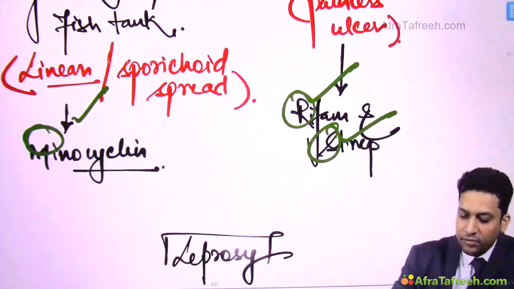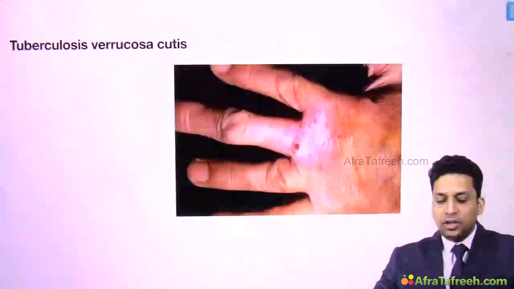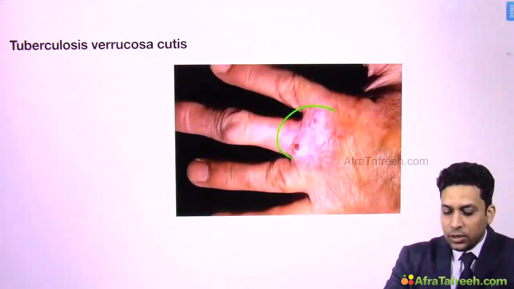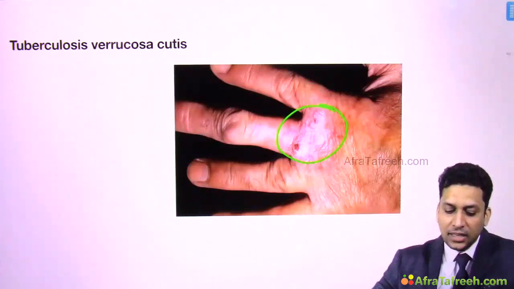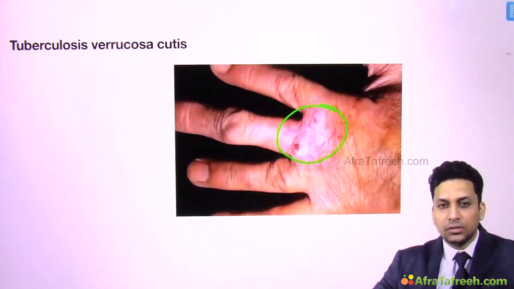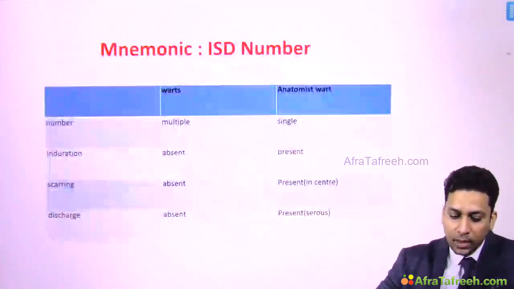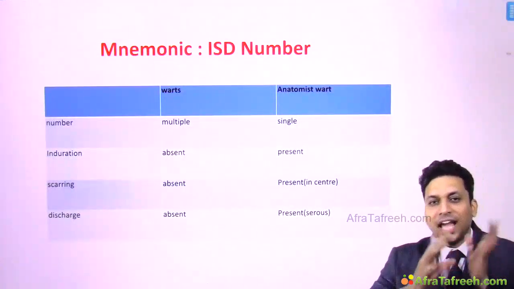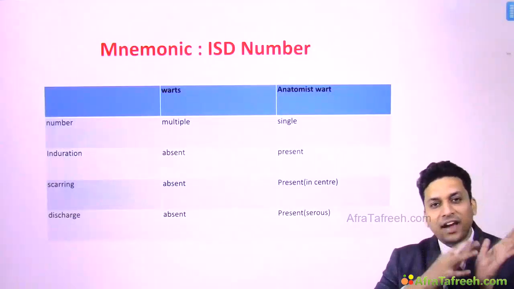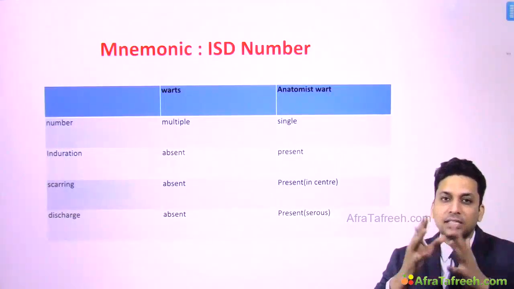Next mycobacterial infection is tuberculosis of the skin. Here you can see a solitary verrucous growth which is seen over exposed areas like the hand. This is a case of tuberculosis verrucosa cutis, also known as anatomist wart. Sometimes we get confused between wart and anatomist wart. Wart is a viral infection, anatomist wart is tuberculosis.